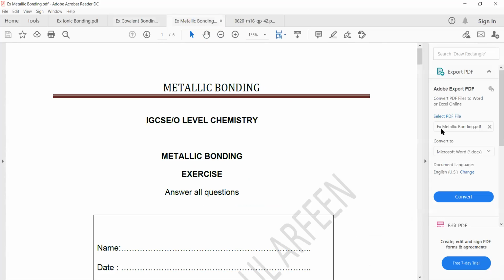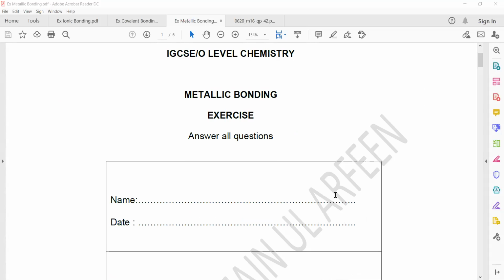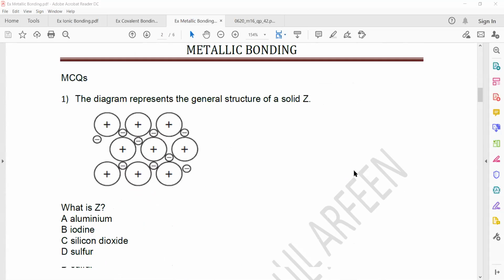The last one is metallic bonding. Anyone else having a doubt in metallic bonding? Mention the question and the page in which you have doubt. Page 2, question 1 first.